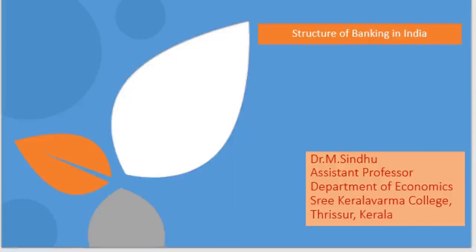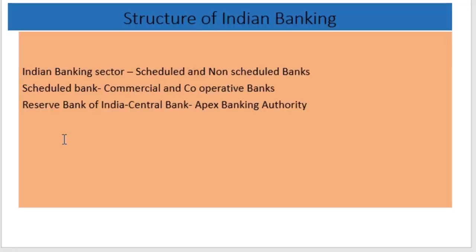Today we are going to discuss the structure of banking in India. The apex authority of the banking system in India is the Reserve Bank of India. This is the central bank, and it is the apex banking authority which controls the whole banking system in the country. The banks in India are divided into two: scheduled and non-scheduled banks. Scheduled banks are further divided into commercial banks and cooperative banks.